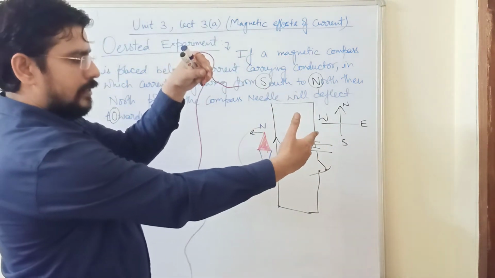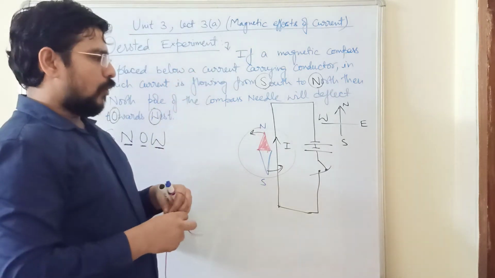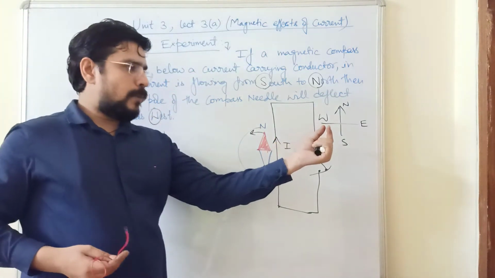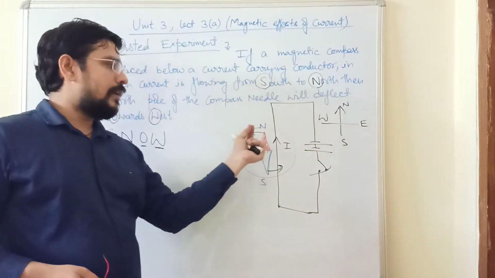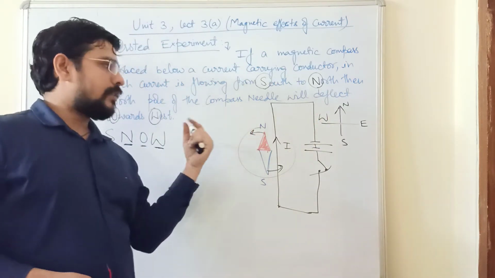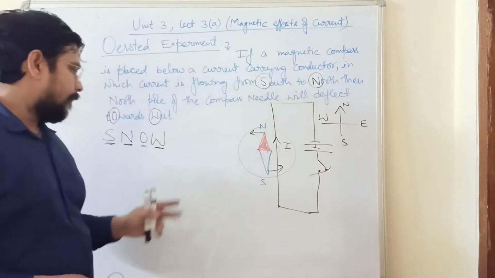So when the magnetic field is right to left, we all know that the magnetic field corresponds to north to south. So as north repels north, this needle was deflected towards west. So this is very interesting to know here.